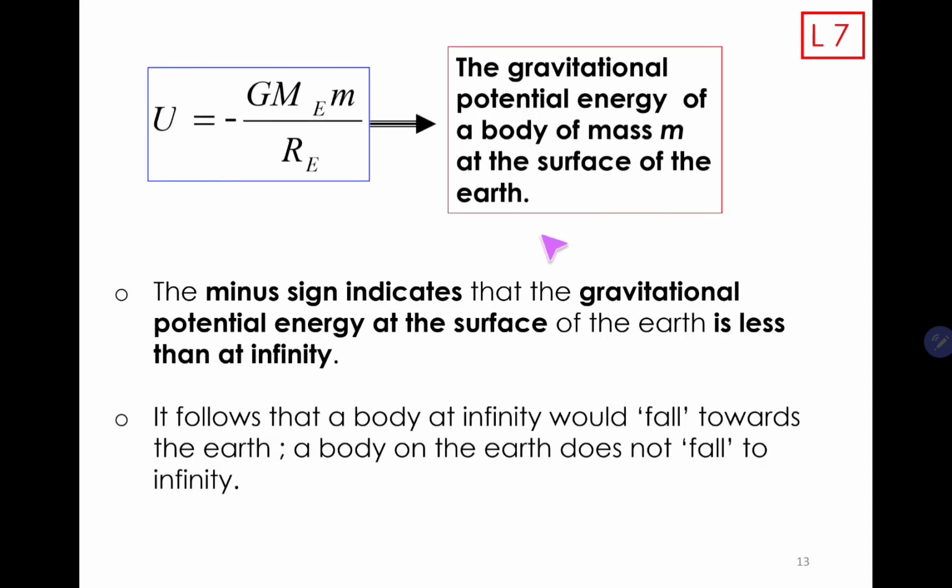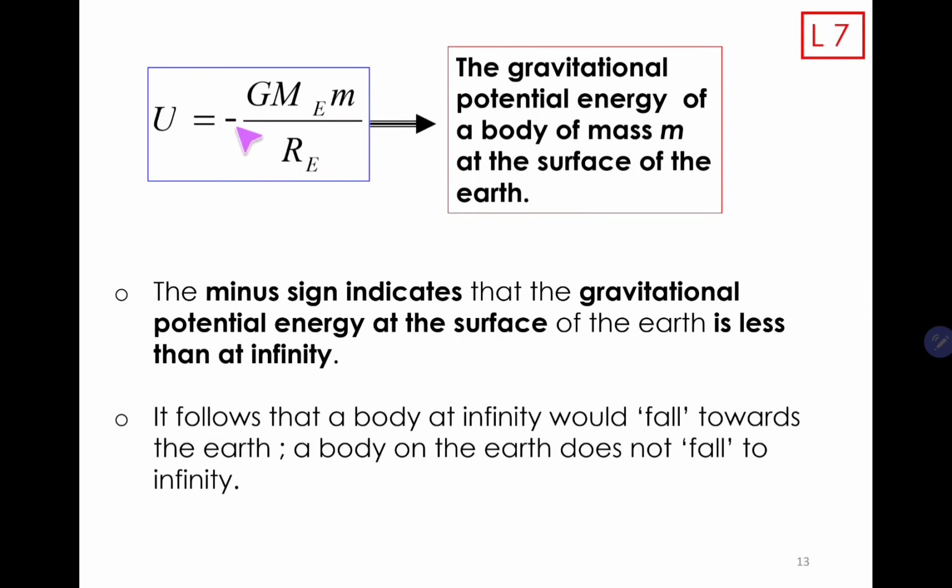Let's say we are discussing our planet, which is Earth. So U equals negative G M of Earth, m of the object which is brought from infinity to a point, over r, where r is the radius of the planet, which is Earth. So the gravitational potential energy of a body of mass m at the surface of the Earth is like this. Again, this is the mass of the object moving from infinity to a point, and this is the mass of the planet, Earth, also R of Earth.